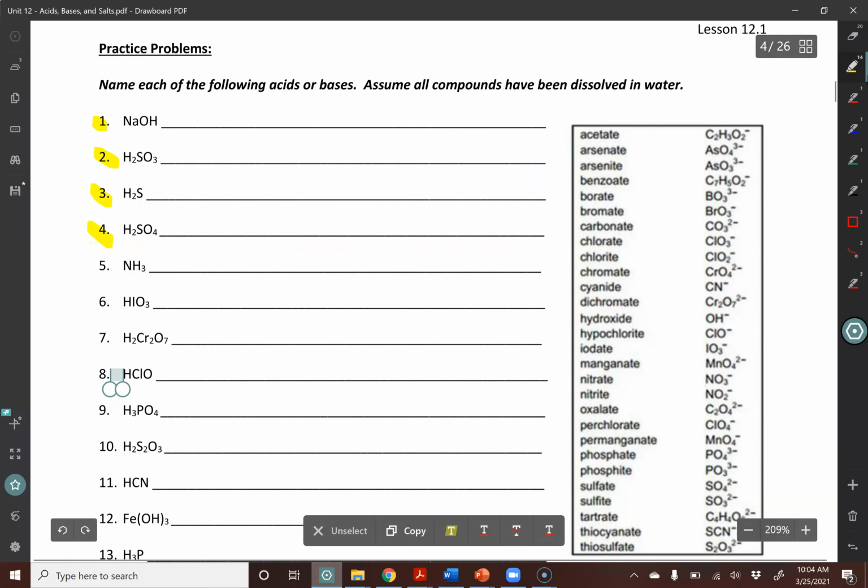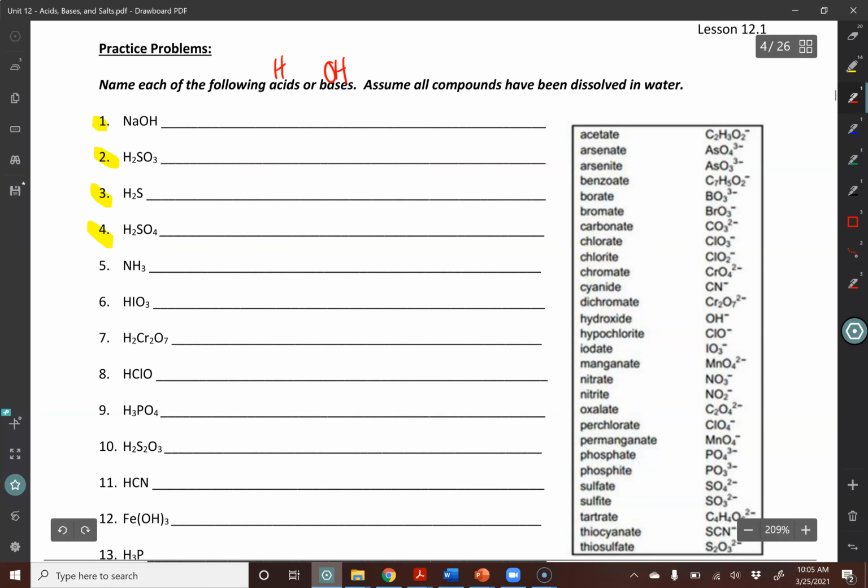All right. So we know that we're going to be naming acids and bases. So the first part of taking your formula and turning it into a name is determining, is this an acid or a base? Acids tend to have hydrogens at the front of their formula. Sometimes I'll call them leading hydrogens. They're often the first element that's listed. Bases are going to have hydroxides present.